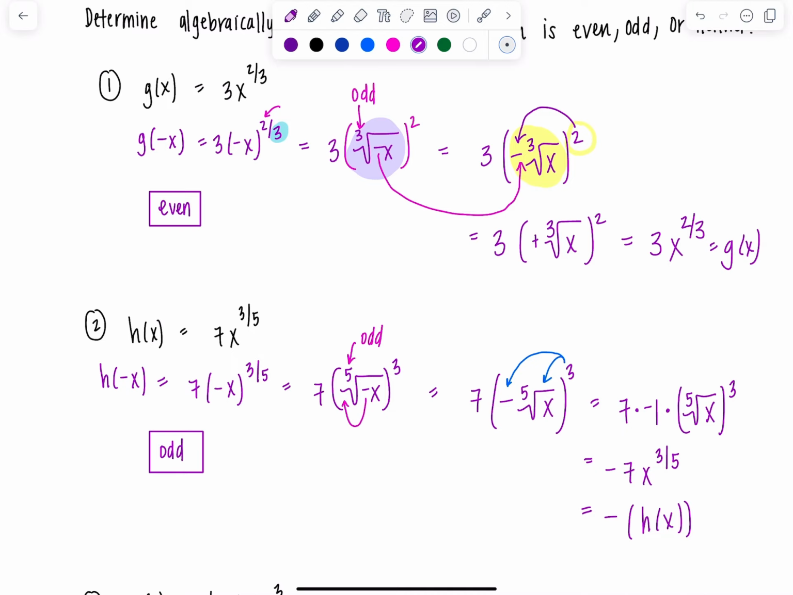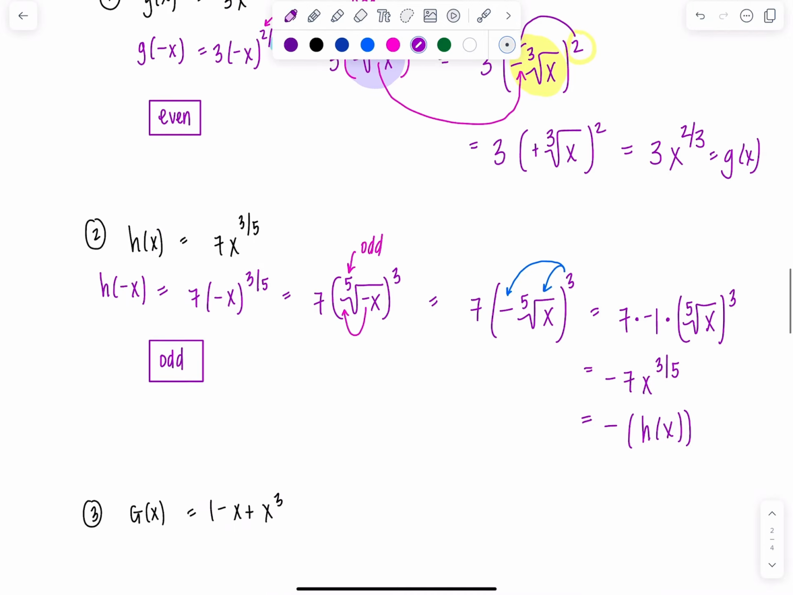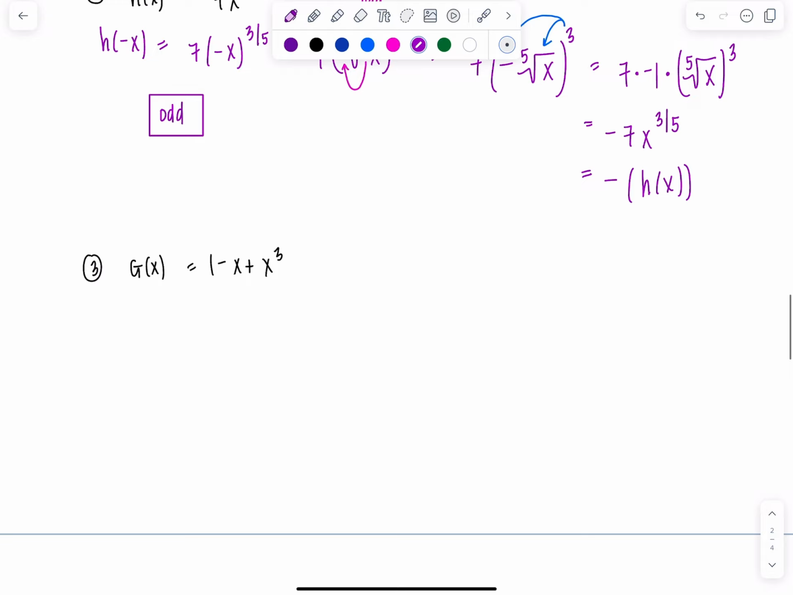Okay, good. Let's look at some more examples. Here we have a cute little polynomial, g of x, which is 1 minus x plus x cubed. So let's apply our definition. G of negative x would be 1. You see how this already has a minus sign in the front? That's fine. You're going to add another one because you're still replacing x with negative x. Plus negative x cubed. So this is 1 plus x minus x cubed. How do I know it becomes a negative? Because anytime I raise it to an odd power, the negative stays.